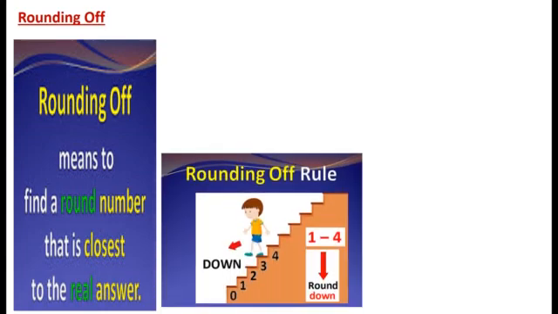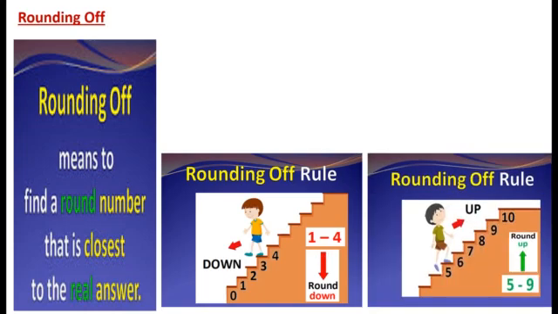So there are some rules to round off the numbers. Suppose here you can see, if the number is 1 to 4, then we round off the number downwards. And if the number is 5 to 9, then we round off the number upwards. That means the greater upper number we take for rounding off.